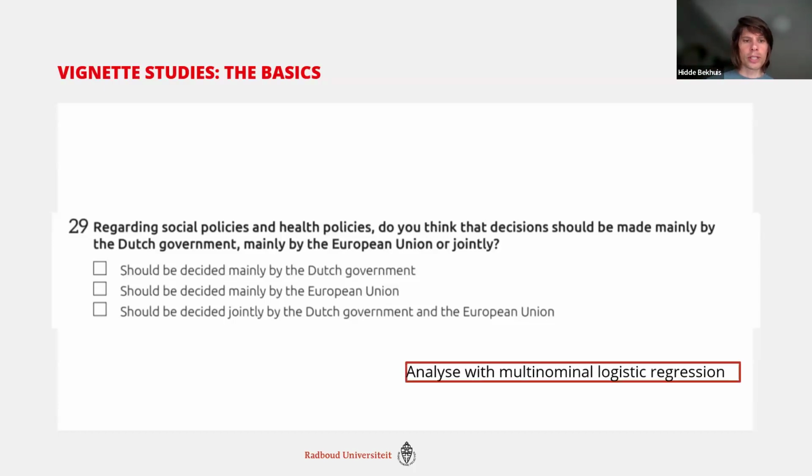So you can use logistic regression or multinomial logistic regression if you want to look at the three options. But this is very basic. Because there are only three answer options, you can present it to all the respondents. You can even do it by paper and pencil, because you only have three options.